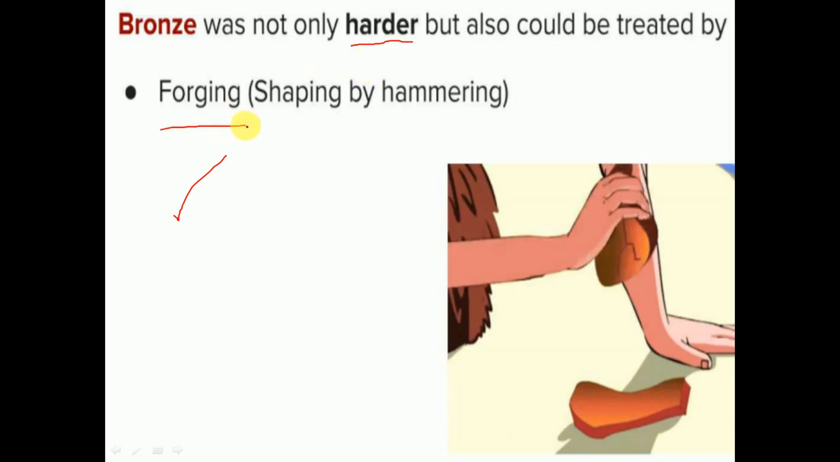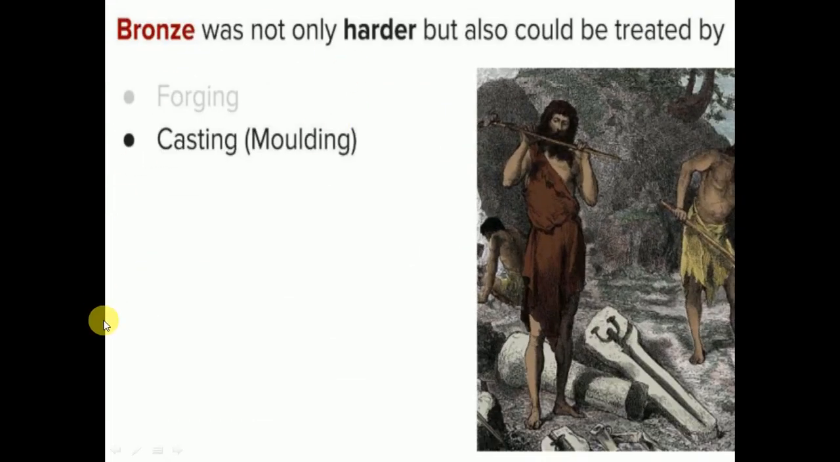What does forging mean? Forging means that if this is a bronze alloy, they are able to shape it according to their need. They were making it in the way they wanted. So that was one of the benefits they were getting from bronze. Another benefit is that bronze can also be used for casting or molding.